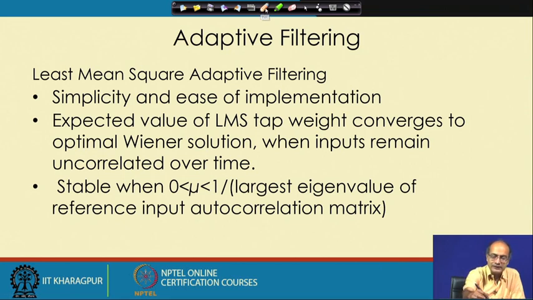Now let us look at the special attractions of the LMS algorithm. The first thing we get is simplicity and ease of implementation. Why do we talk about the ease of implementation? The reason is, let us look at that signal.